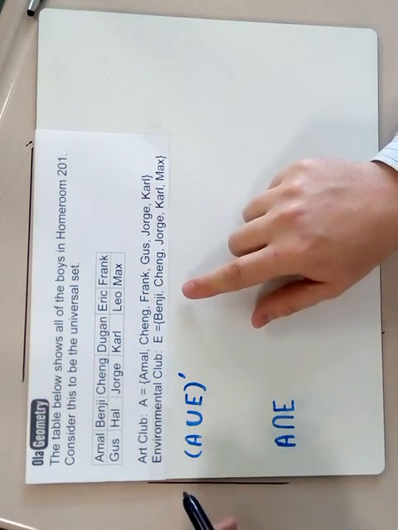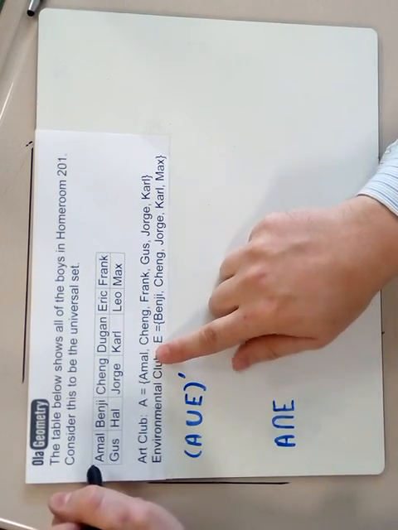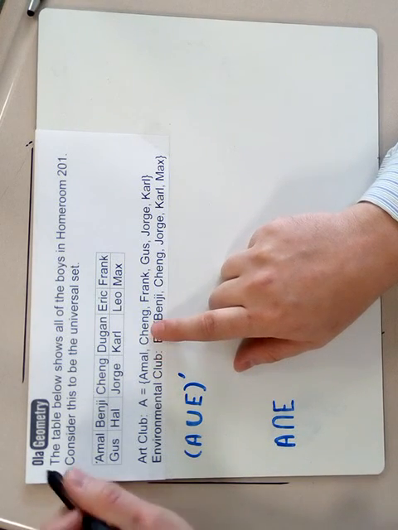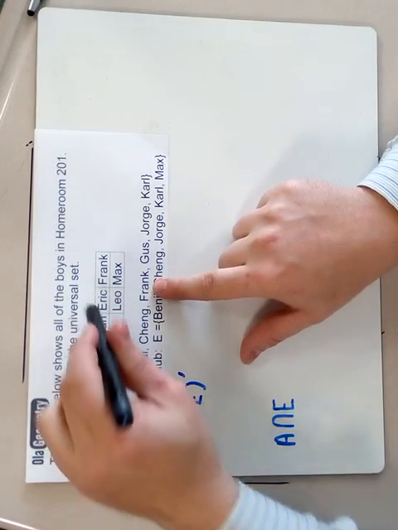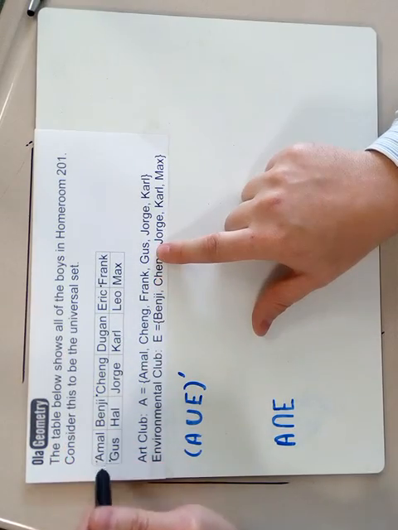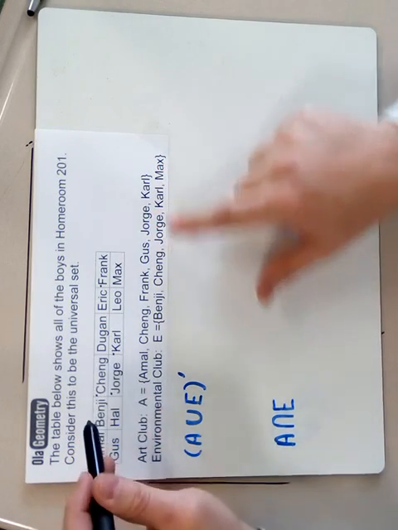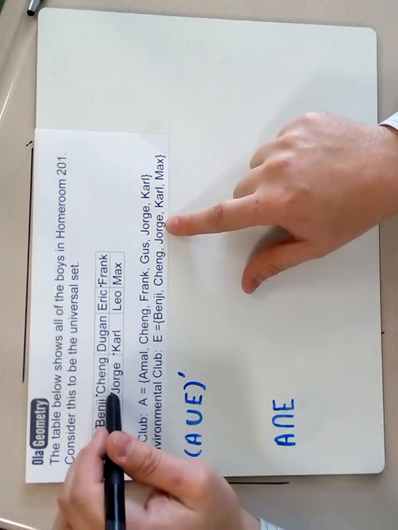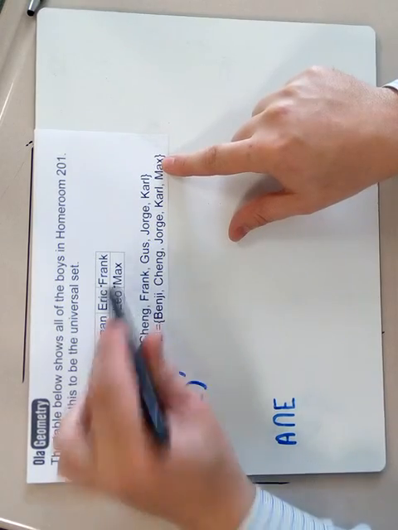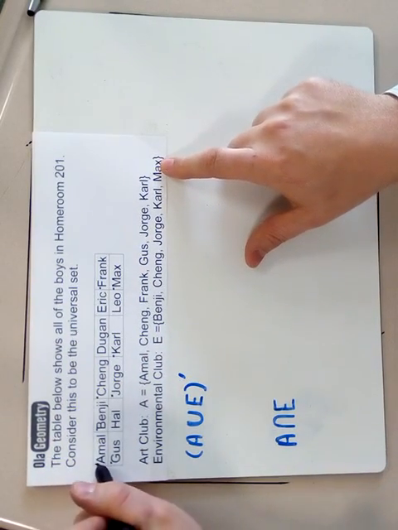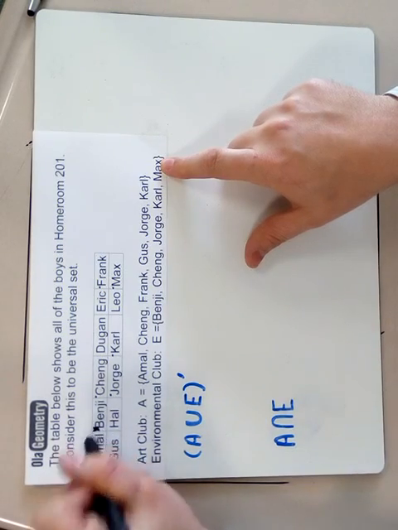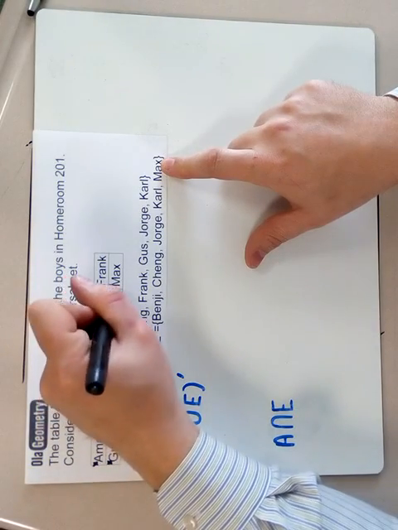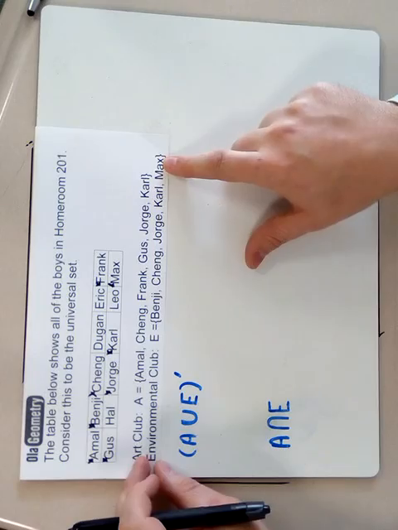Okay, so basically what I have to do here is go and check off who is listed in the environmental set. So this guy's there, that guy, we got Frank, we got Gus, we got George, we got Carl. Then I have Benji, then I have Cheng again, then I have George, then I have Carl, then I have Max. Okay, so I put little X's next to these guys here, because that's who we don't want, because that's who's in these two sets.